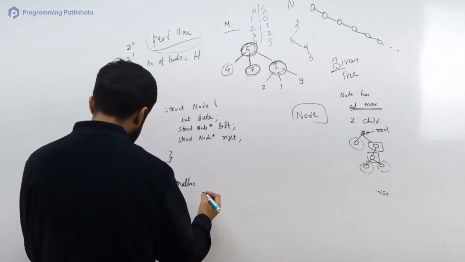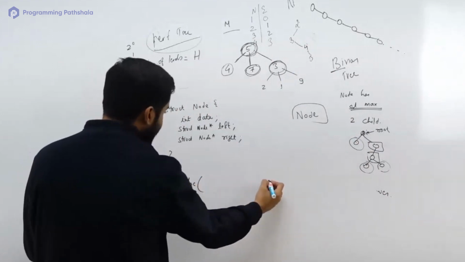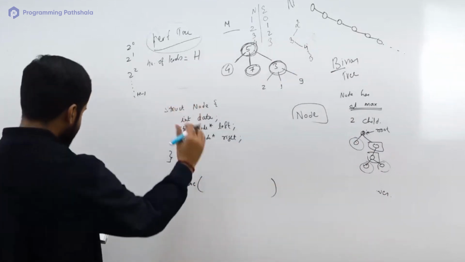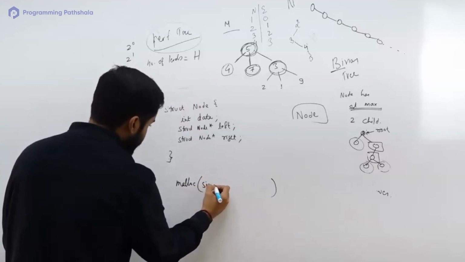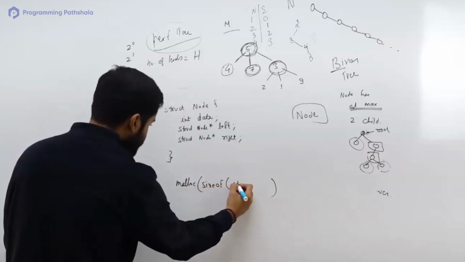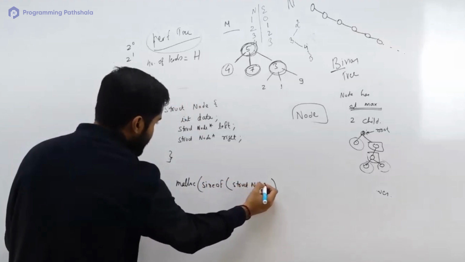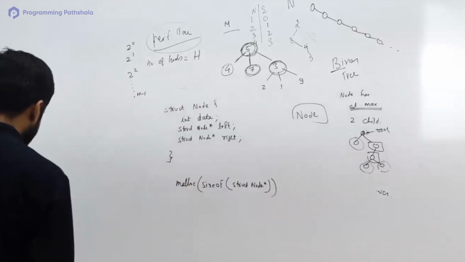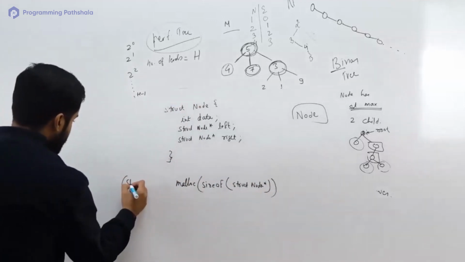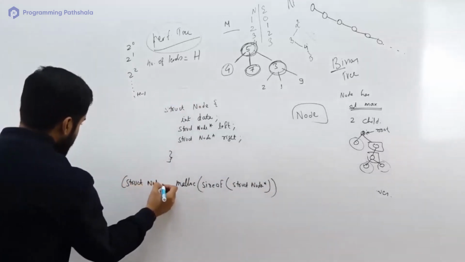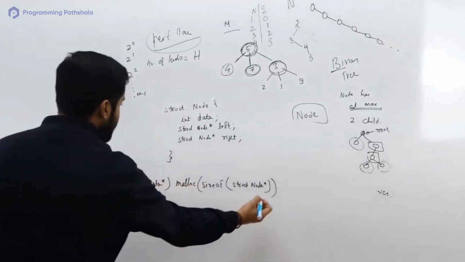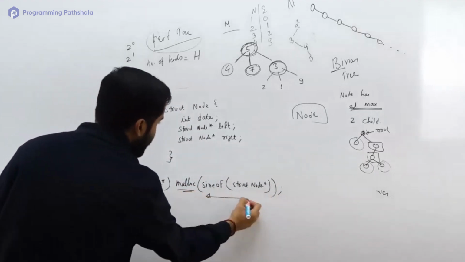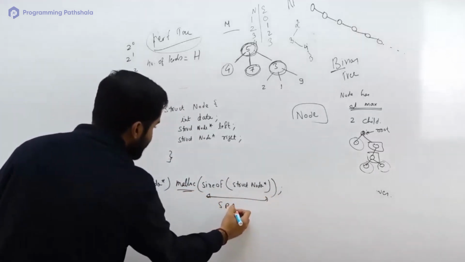So how the malloc keyword works is you call malloc and you define how much size you need. Let's say you want one node. The size of one node you can get by the sizeof operator, and here you can mention struct node star. And then you can typecast it to struct node star. This typecasting is important because this is the amount of space that you need.